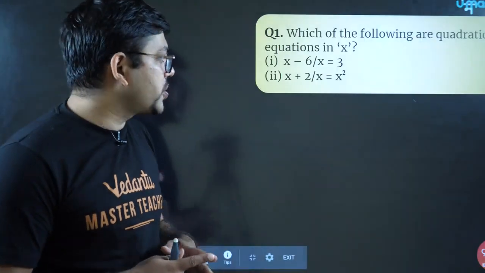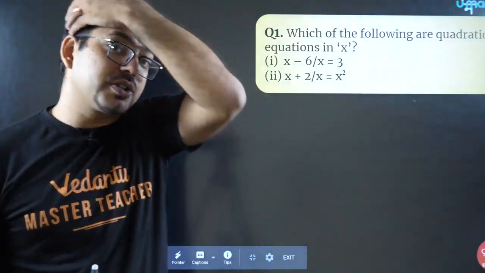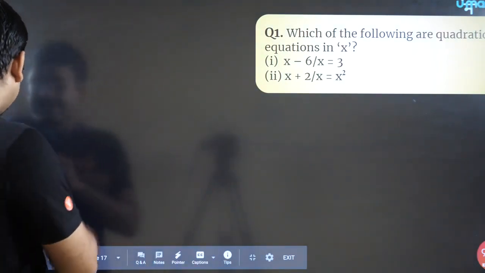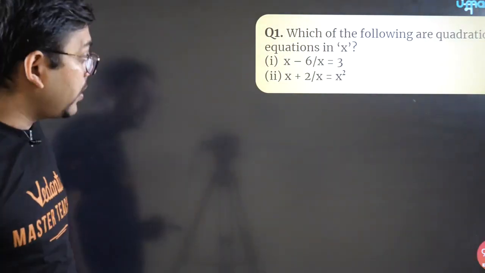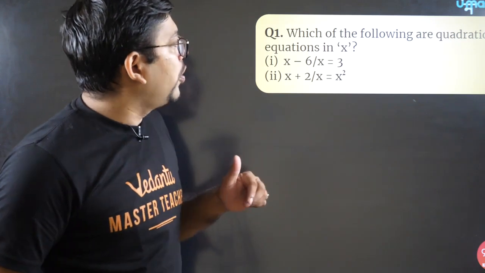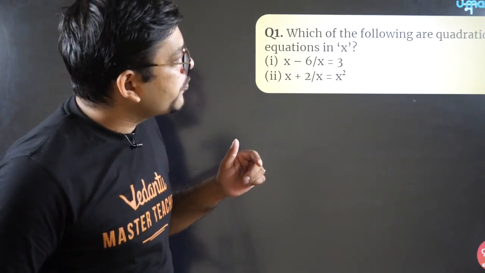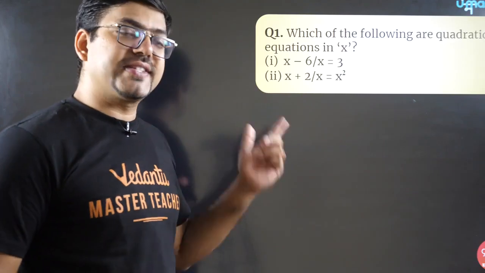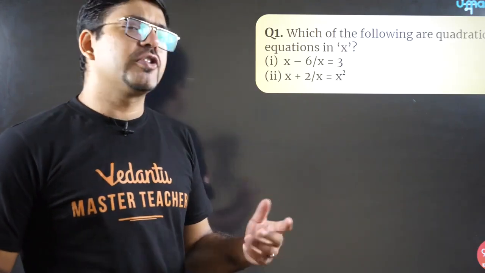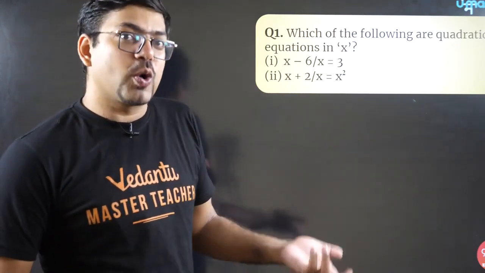So here we go for the first question. Now this first question says, which of the following are quadratic equations in x? So you have to actually find which of them are making a quadratic equation.